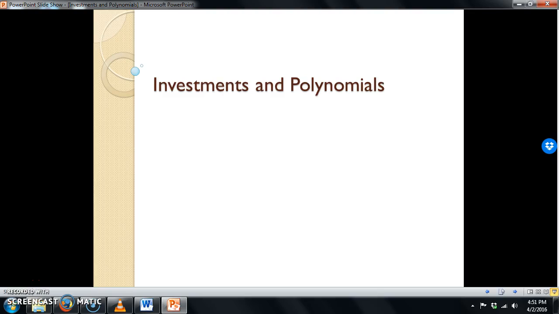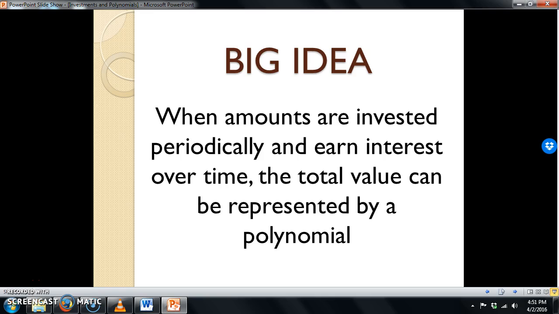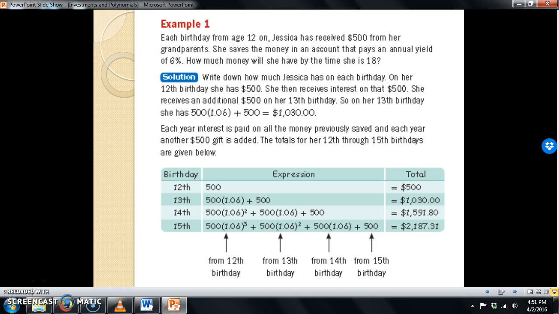So this algebra lesson is going to look at polynomials and how they represent investing money. When amounts are invested periodically and earn interest over time, the total value can be represented by a polynomial. So let's take a look at an example.